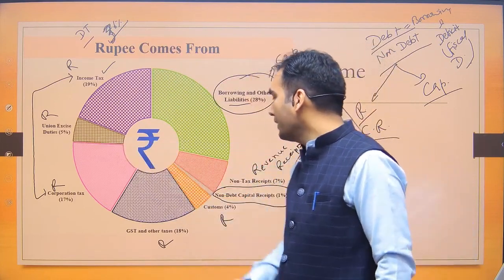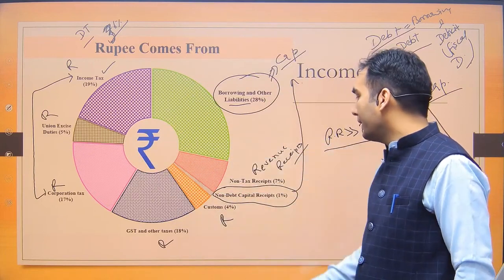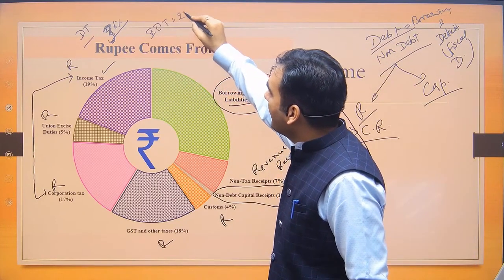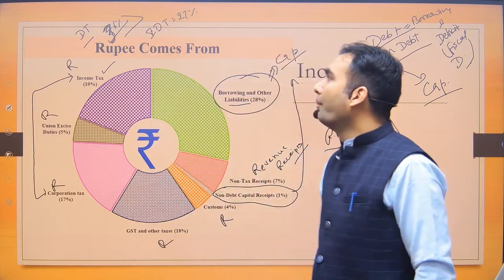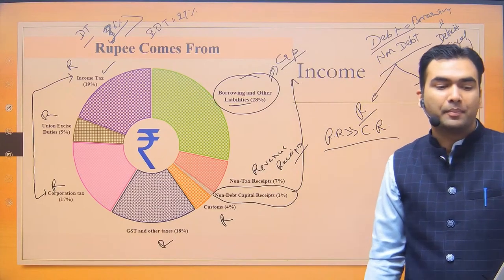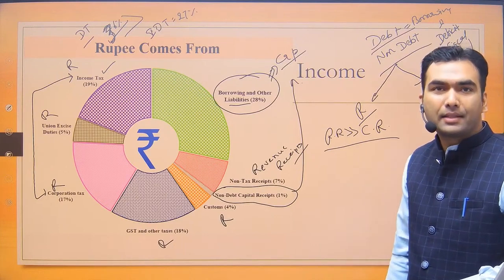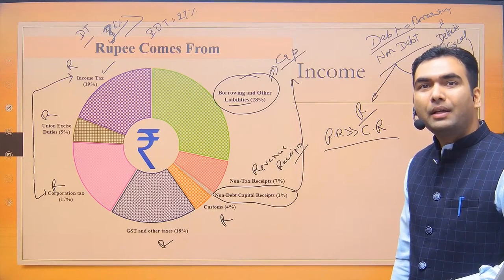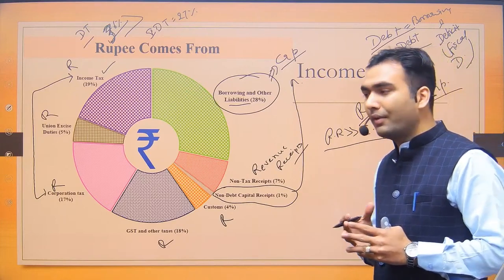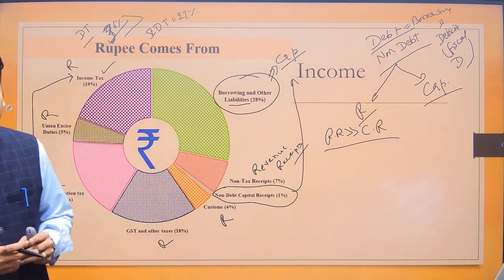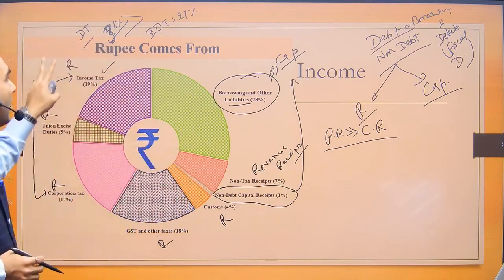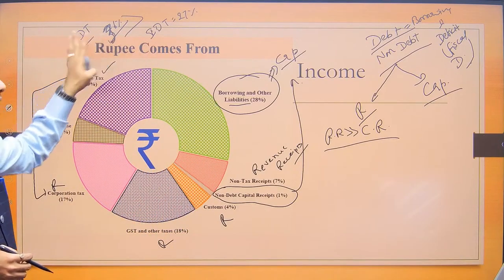Now, indirect taxes: 23 and 4, 27. So indirect taxes are 27%. So here direct taxes are also more than indirect taxes. In fact, this year there is one term which has come into use: tax buoyancy. In the case of direct taxes, the government has witnessed tax buoyancy. There is very high growth in direct tax collection. I will also make you write down the definition of tax buoyancy, don't worry. So direct tax collection has increased very rapidly in this financial year, and the gap between direct and indirect taxes is growing.